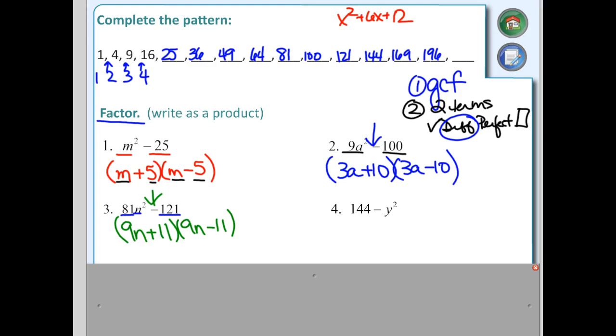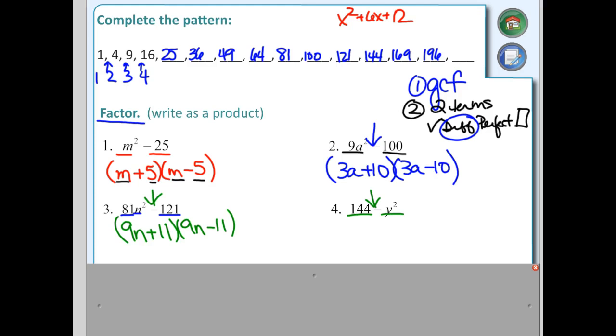Okay, let's look at number 4. Do I have a GCF? Nope, no GCF. There's only 2 terms. Does it fit the pattern of difference of perfect squares? Well, negative 144 is a perfect square. We have a minus sign in the middle. My exponent is even, so that means that y squared is a perfect square also.